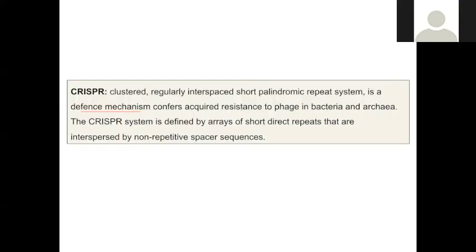CRISPR is a defense mechanism in bacteria and archaea, and it confers acquired resistance to phage, which of course are an infectious particle for bacteria. It is defined by arrays of short direct repeats, and these are interspersed by what are called spacer sequences.